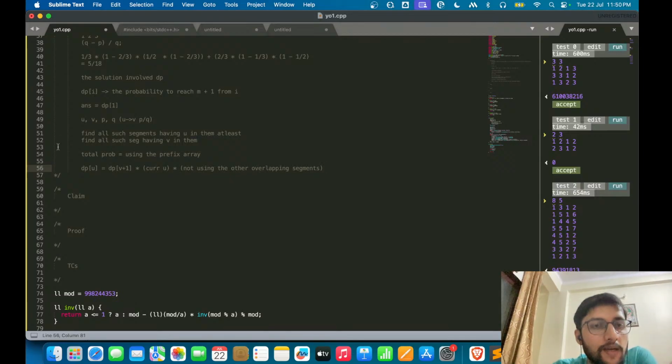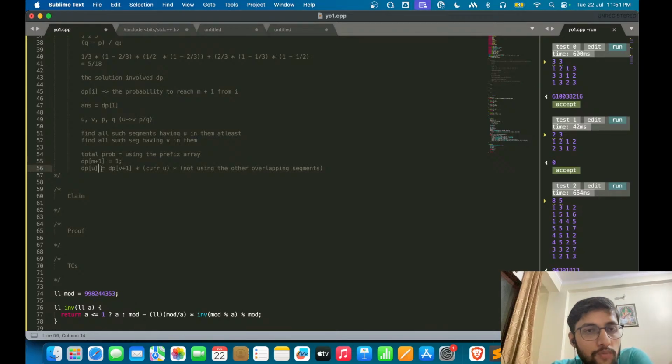And the base case will be that dp of m plus 1 will be 1. From m plus 1 you can always reach m plus 1 with one probability, right? Otherwise all of them are initialized to 0. If there is any problem in understanding the transition state, then I'll go over it again. So dp of u represents the probability to reach the m plus 1 segment, or reach out of the segments or cells, from u.